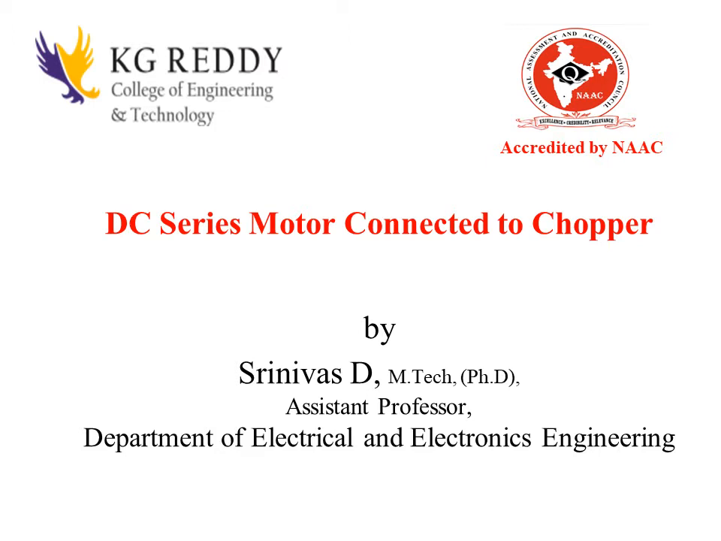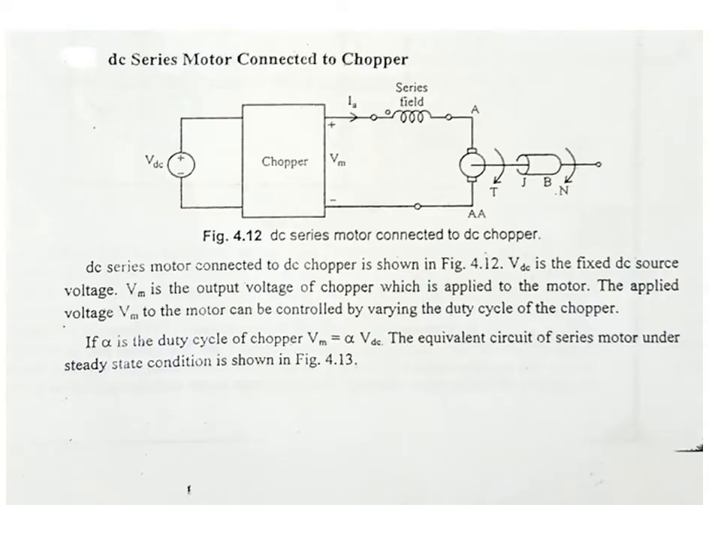In our today's lecture, we are going to discuss about DC series motor connected to a chopper circuit. So, this is a basic block diagram of DC series motor connected to a chopper circuit. In our previous lectures, already we have discussed about the separately excited DC motor. If it is connected to a DC chopper, how the output voltage will vary with the help of chopper, and how by using that voltage we can vary the speed of separately excited DC motor.